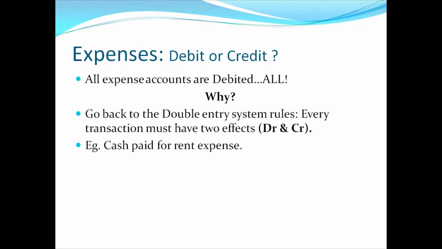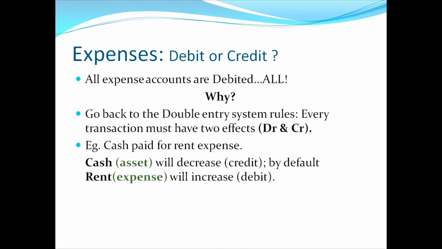For example, cash paid for rent expense. In this particular case, cash, which is considered an asset account, will decrease. Hence, we need to do a credit entry. By default, rent, which is considered an expense account, will increase, and we need to do a debit entry. Keep in mind, again, every single transaction must have a debit and a credit entry.